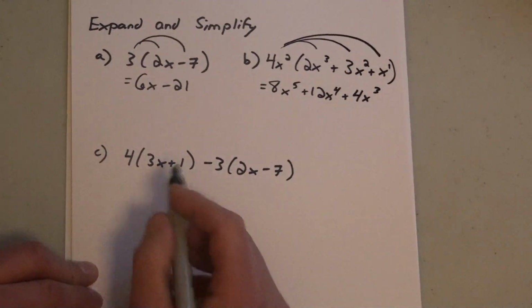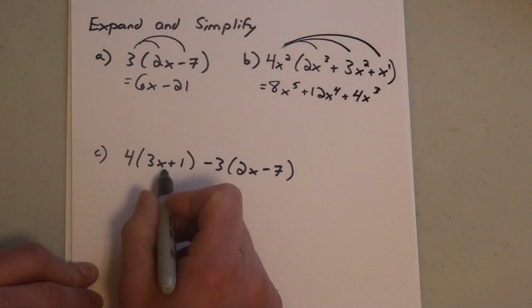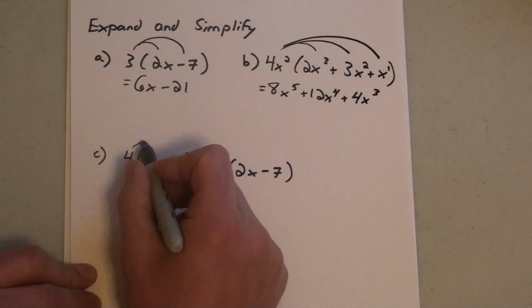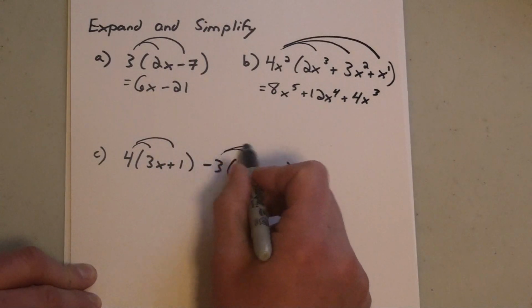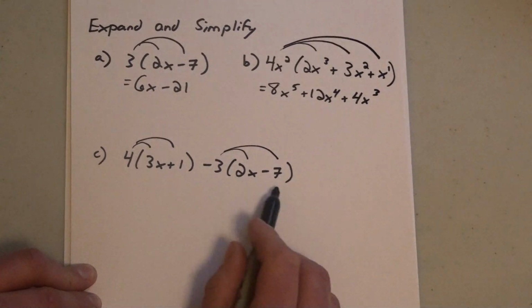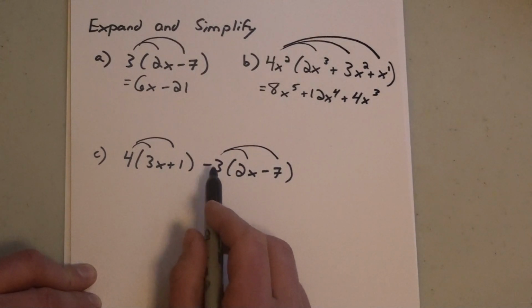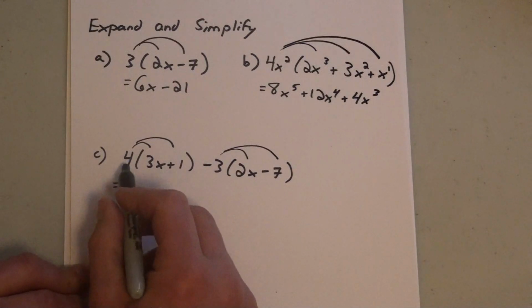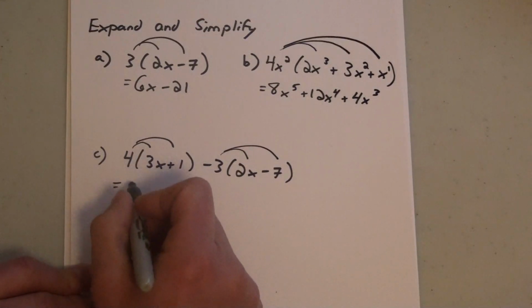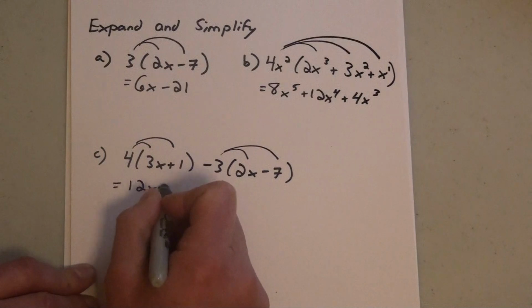For the third example, you have 4, and then again it's multiplied into the 3x plus 1. So 4 needs to get multiplied into both of those. And then I have the negative 3 that needs to get multiplied into both of the second terms. Okay, so we have to remember to multiply the negative into both those terms as well, changing the signs. Multiplying the 4 in, the brackets will disappear, and it's simply 12x plus 4.